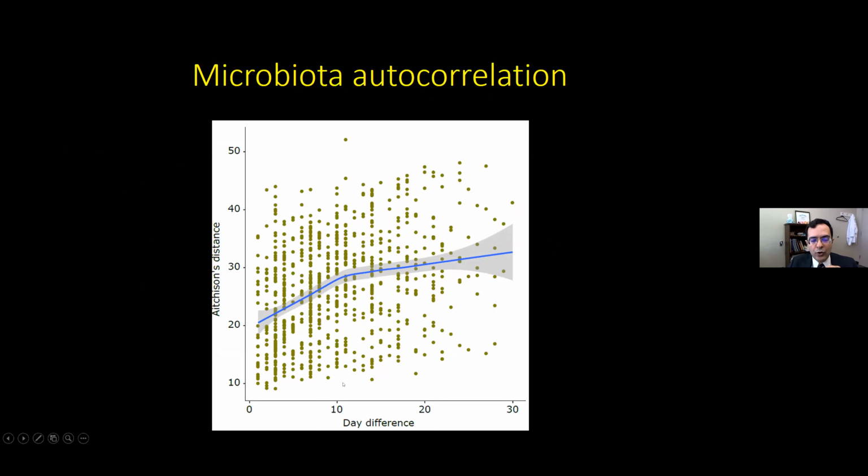As those samples are more separated along time, you can see that the difference between the two is going up. Kind of obvious and expected, because with time there are more and more different insults: antibiotics, nutrition, chemotherapy. So you expect the microbiome to change, of course. So this was a proof of concept here.